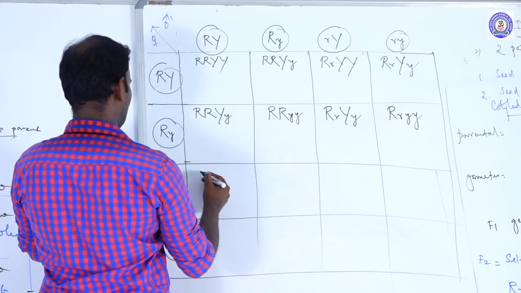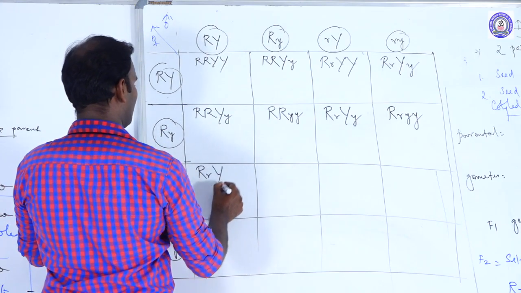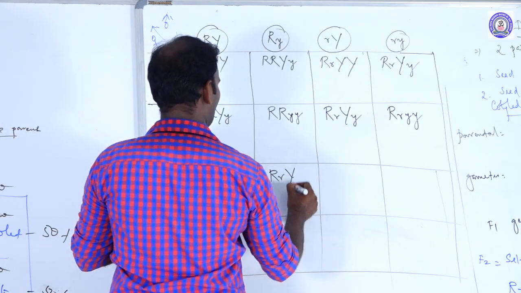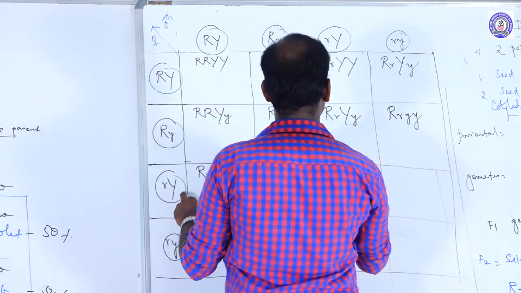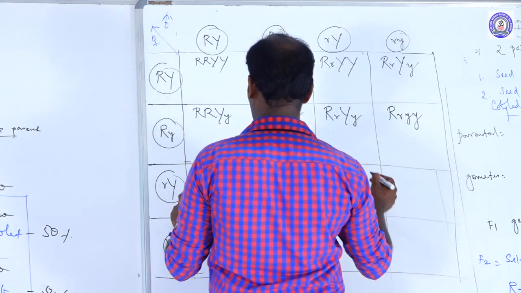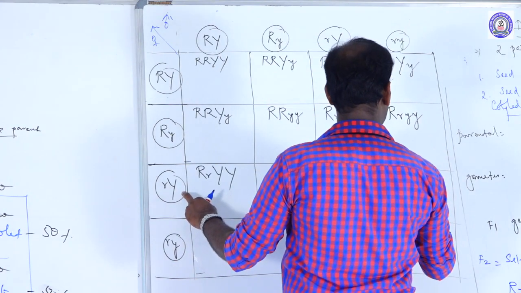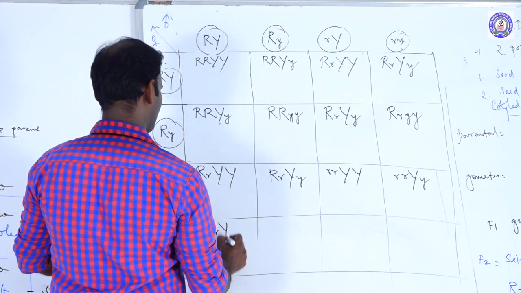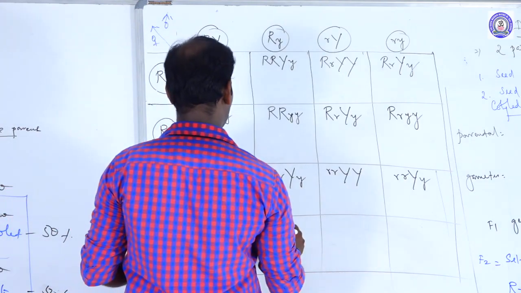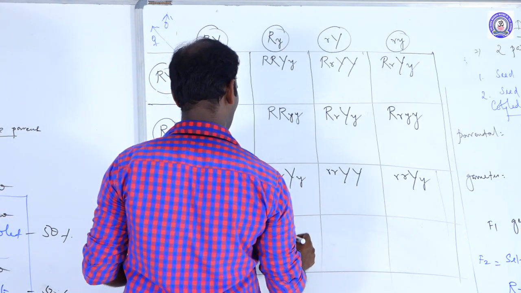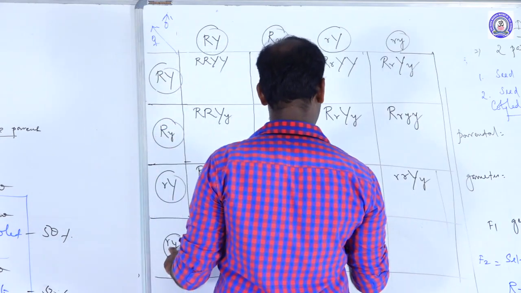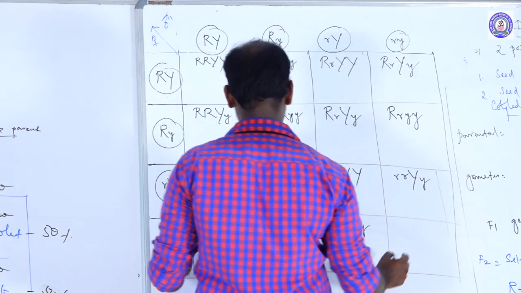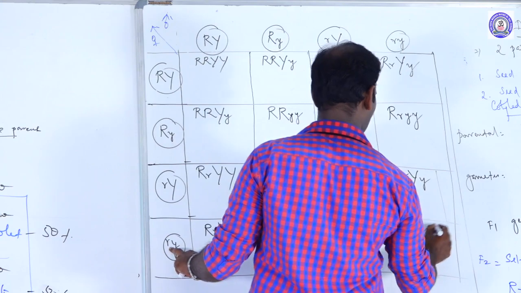The next here: capital R, small r, capital Y, capital Y. Here capital R, small r, capital Y, small y. Here small r, capital Y, capital Y. Here small r, capital Y, small y. Then here capital R, small r, capital Y, small y. Then here capital R, small y, small y. Here capital R, small r, capital Y, small y. Here small r, small y, small y.